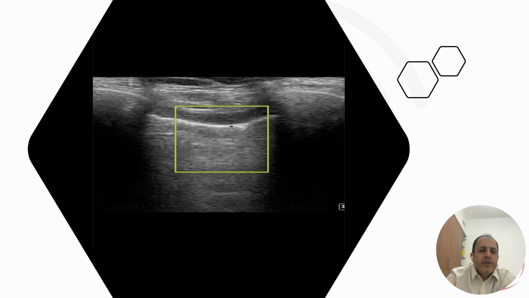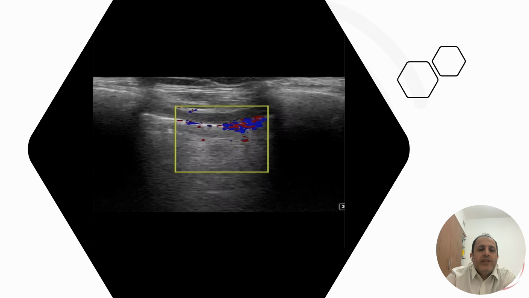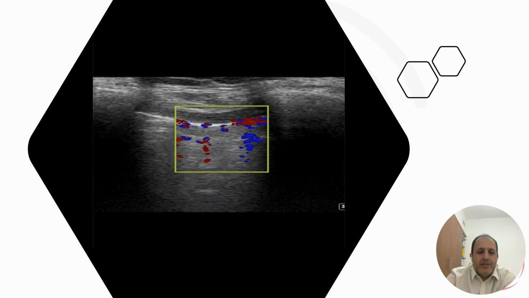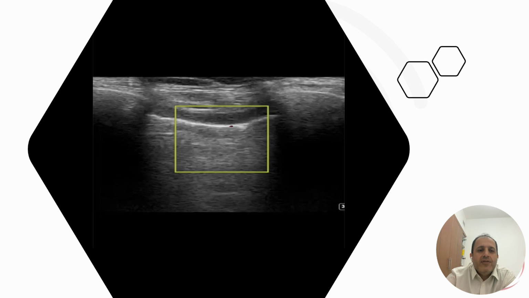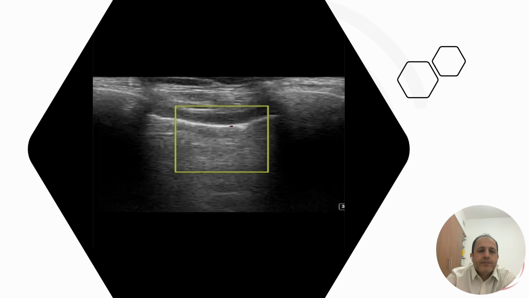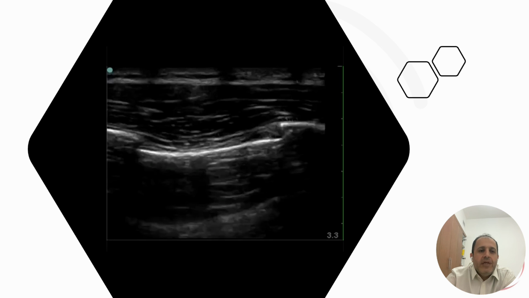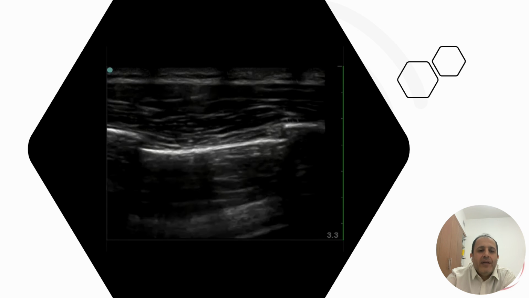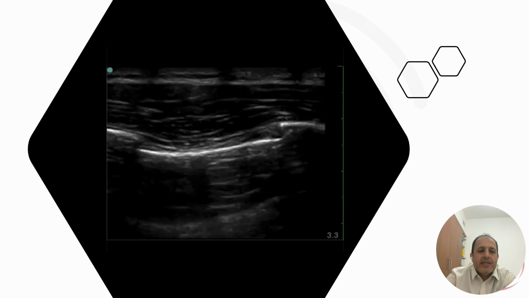And here, let's check this one. For lung sliding, you can use color Doppler. If you use the color, with movement, you can detect the color. If there is no lung sliding, you cannot detect any color. So it's another way to confirm there is lung sliding. Here, as you see, there is no lung sliding. There is a movement, but there is no lung sliding.